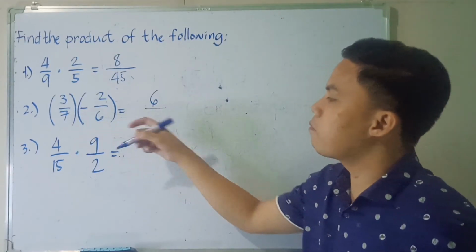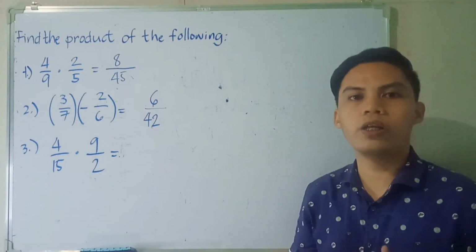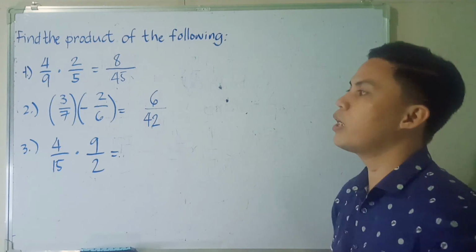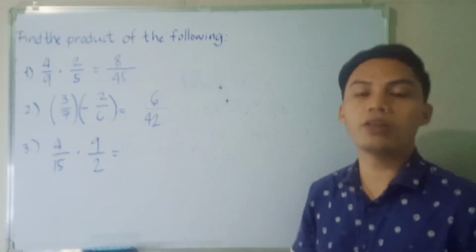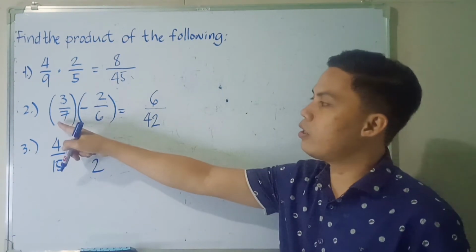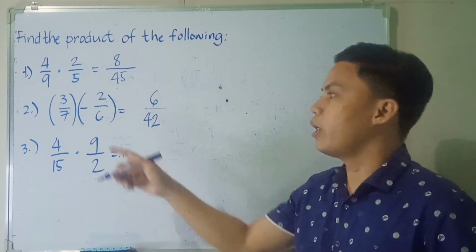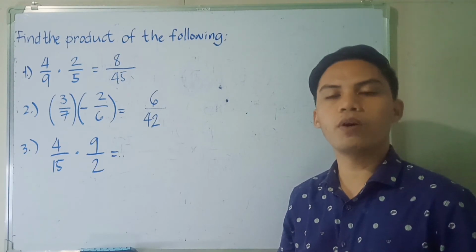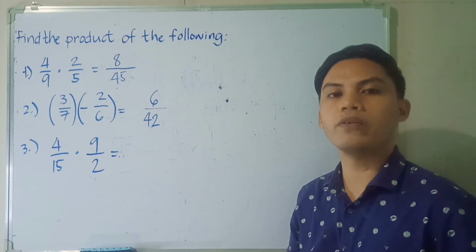And 7 times 6 is equal to 42. Now, we can actually use the cancellation method. But for now, yung gagawin muna natin na process would be numerator times numerator, denominator times denominator. Okay. Now, take note of the sign. The sign of the first fraction is positive, while the second one is negative. So, since unlike signs yung dalawang fractions natin, we are going to follow yung rules ng multiplying of integers.